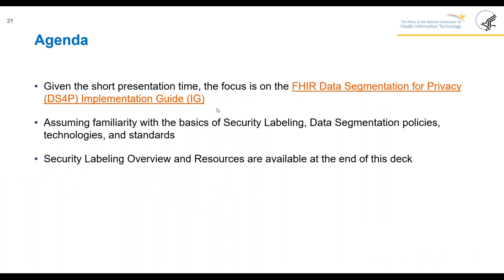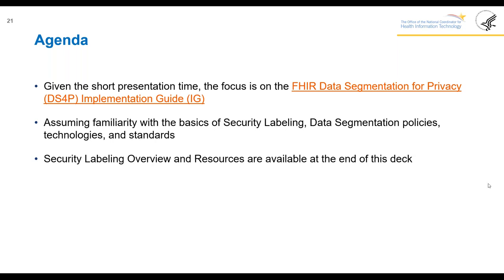Okay, I added something. So the agenda is to give a short presentation that's going to focus on the FHIR data segmentation for privacy. People see DS4P as the acronym, that's data segmentation for privacy, so just keep that in mind. It's assuming some familiarity with security labeling, data segmentation policies, technologies, and standards, and you've already gotten a taste of that from the previous presenters. Thank you, Josh and Jonathan, for doing that.